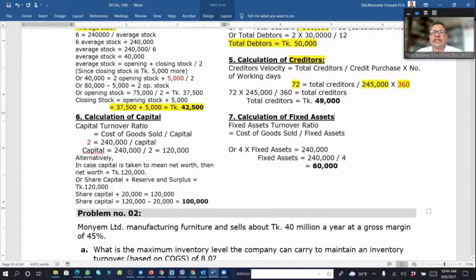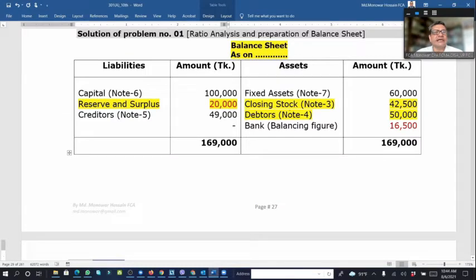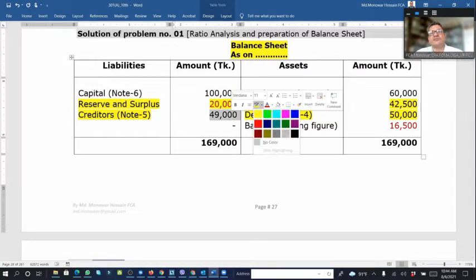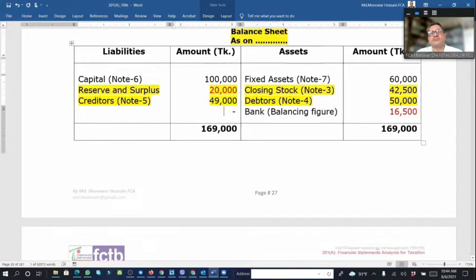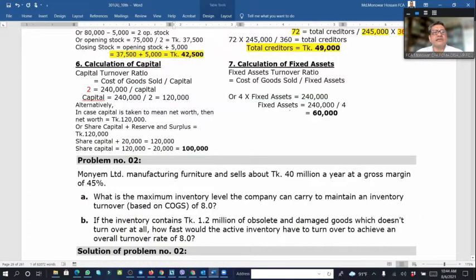So based on calculation, total creditors come to 49,000. This 49,000 is the liability. It is on the balance sheet liability side. As per note 5, we are calculating 49,000. Now come to capital.